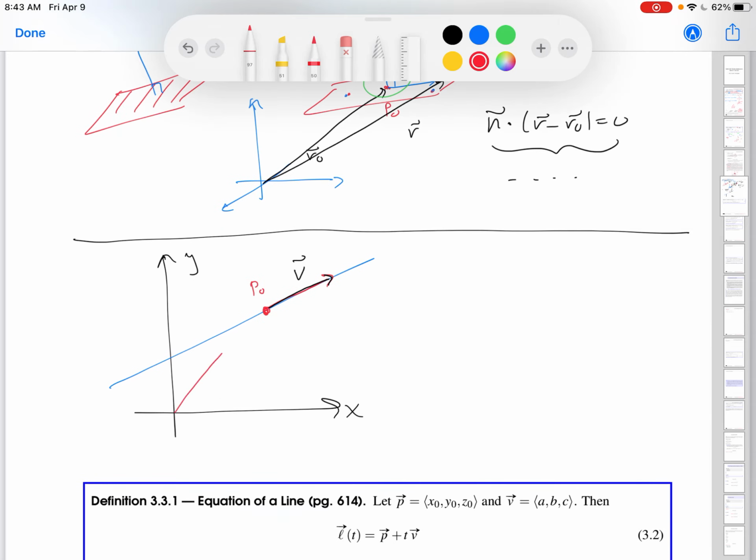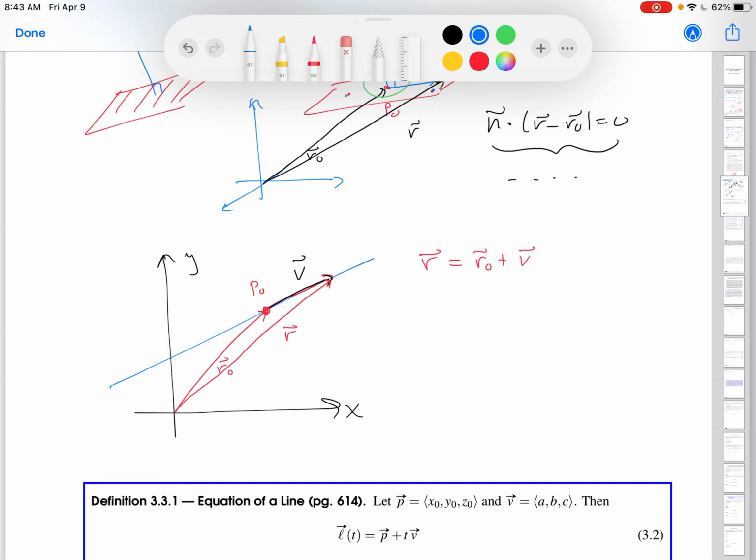So let's create a vector from the origin to p sub 0. Let's call that r sub 0. And then let's, for now, just create, kind of like we did before with planes, a vector to the terminal point of v. Let's call that r. We see from here that r equals r sub 0 plus v. Okay, great. So what if I extended my line here, and let's see if I can do this to try to be sort of straight. I think I sort of succeeded.